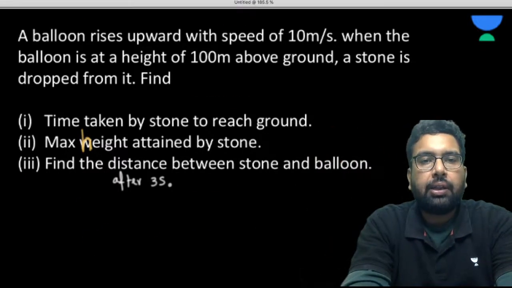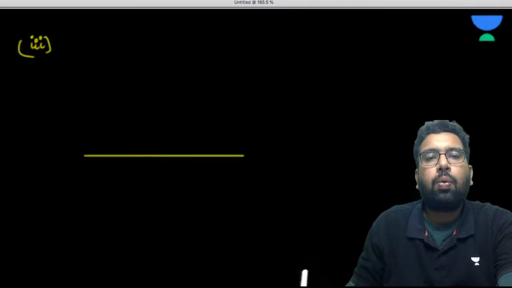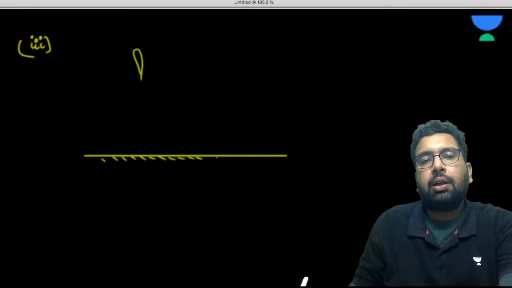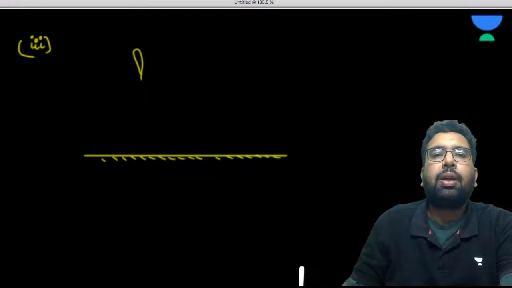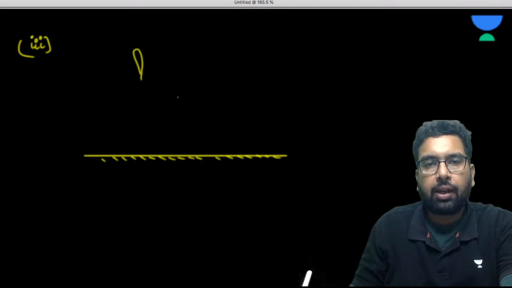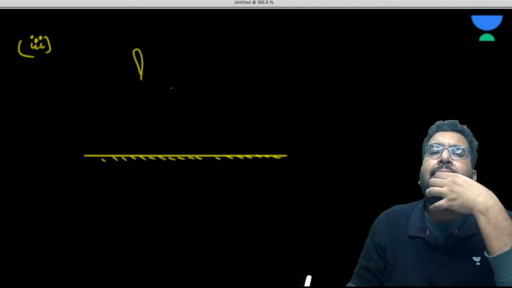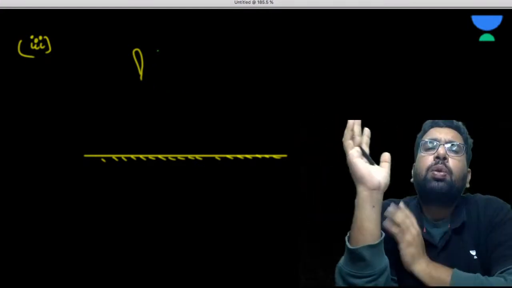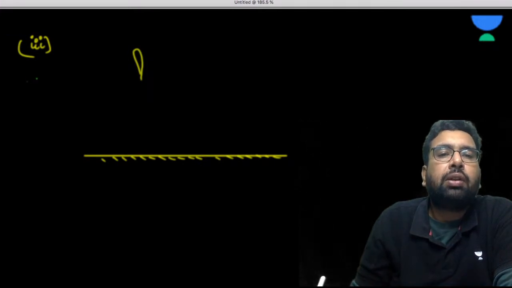Now let's try to realize this. See what is happening there. We have the ground, we have the balloon. Now the moment the stone is dropped, after 3 seconds the stone is moving, let's suppose, in the downward direction. I don't know, it may be in this zone where it is rising. We don't know. But let's suppose for the time being that after 3 seconds, this is the point.